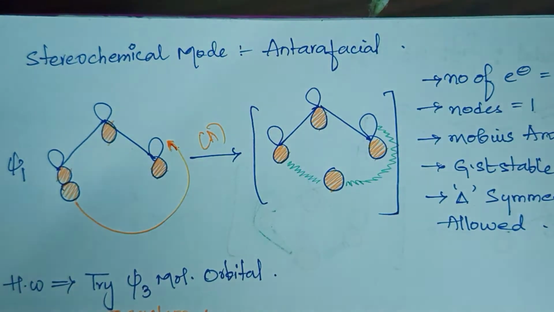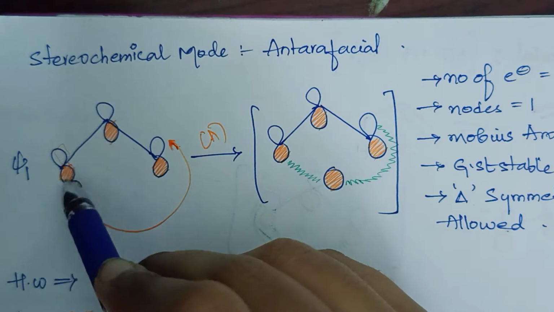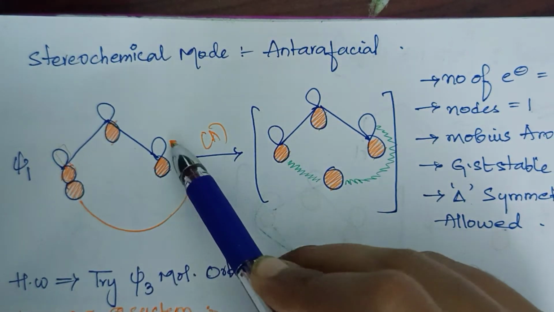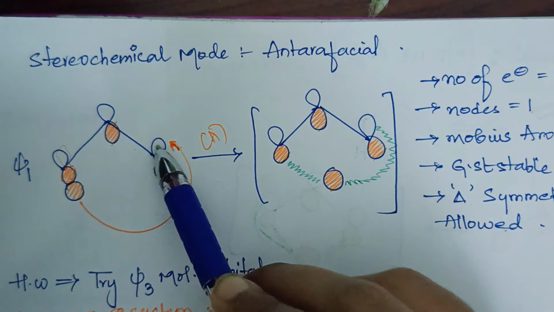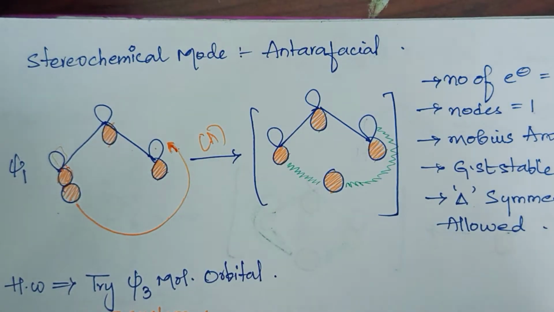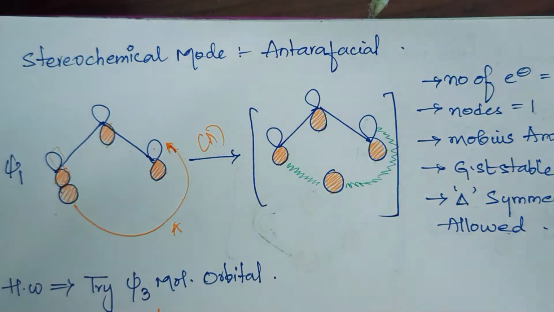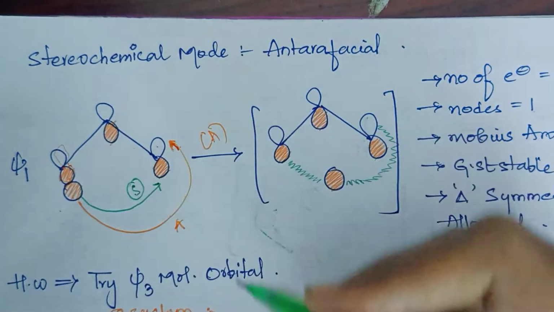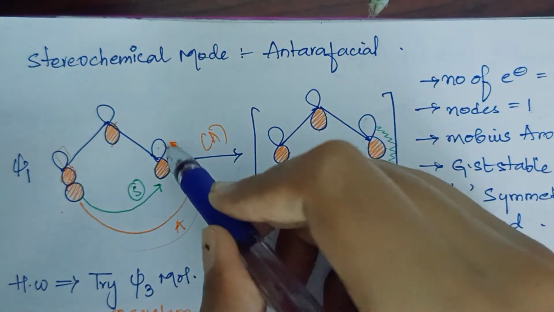If the migration of hydrogen is going from, see, with respect to this carbon, hydrogen is attached to the down lobe. Now the migration is going from down to above, to the other lobe. So as the migration is going to an anti position, meaning previously it was down, now it is going to the top lobe, so it is known as antarafacial. So what is suprafacial? If the hydrogen is shifting from down to down, it is known as suprafacial. Now when you go to antarafacial, the hydrogen is going from down to up.